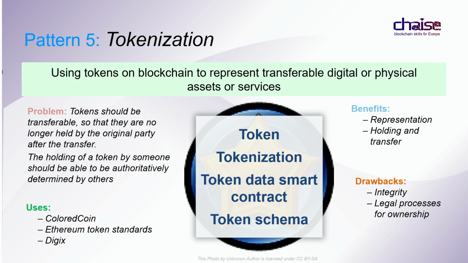Drawbacks. Integrity. Integrity of tokens is guaranteed by the blockchain infrastructure, but bugs in smart contracts can lead to problems in the holding or transfer of assets. Legal processes for ownership. A token on a blockchain is not necessarily the authoritative source of information about the ownership of a physical asset. The owner of an asset may be entitled to sell the asset without being required to create a transaction on the blockchain. Also, legal processes such as court orders and bankruptcy proceedings can change the ownership of physical assets without any associated transaction being recorded on the blockchain.